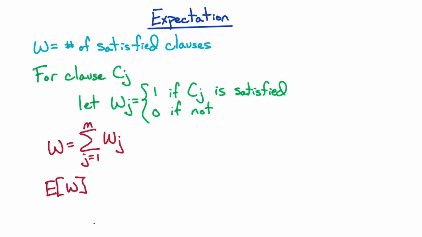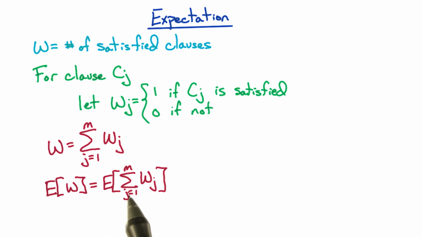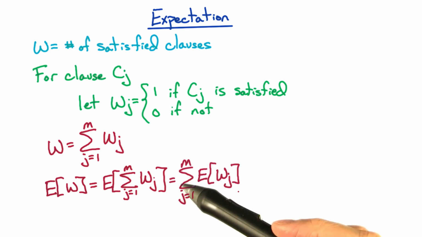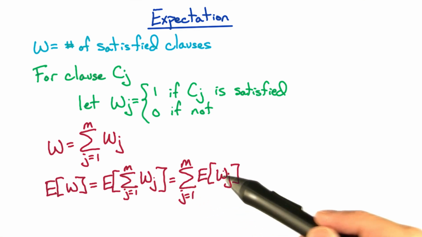Recall our original goal was to analyze the expected performance of the algorithm, so we want to look at the expectation of capital W, the expected number of satisfied clauses. Now we can plug in this identity, so we can replace capital W by this sum. So we have the expectation of the sum over j of W sub j, and now recall linearity of expectation. So we can take this sum outside. The expectation of x plus y is the same as the expectation of x plus the expectation of y. So now we have that the expectation of W equals the sum over j of the expectation of Wj.